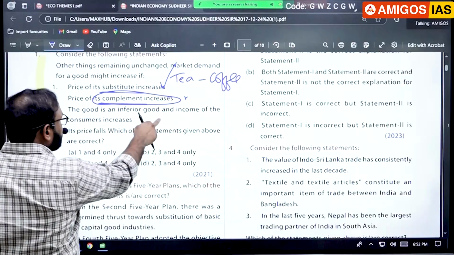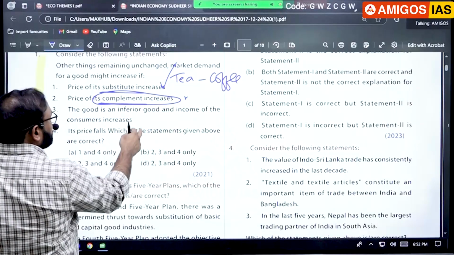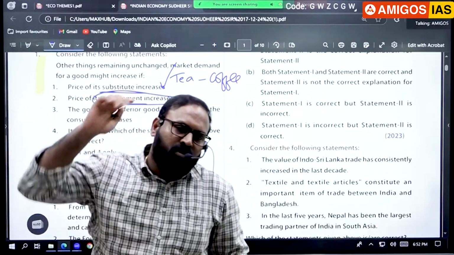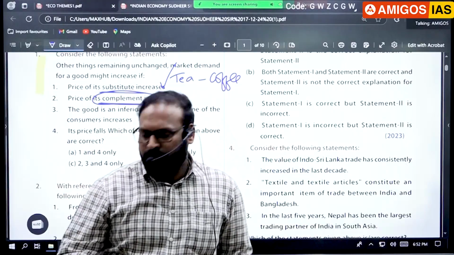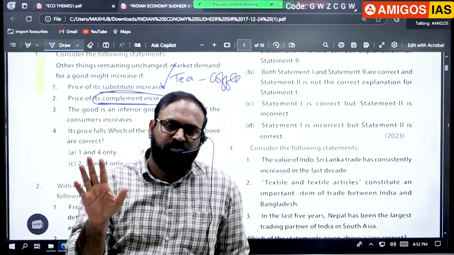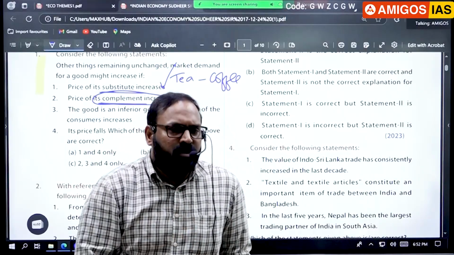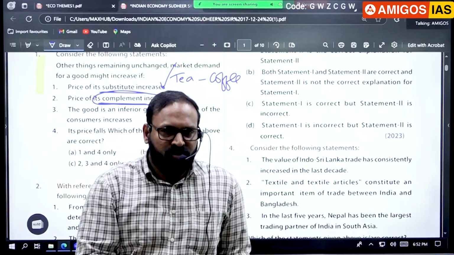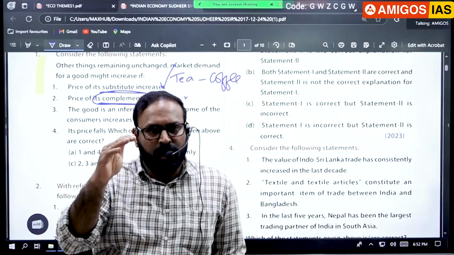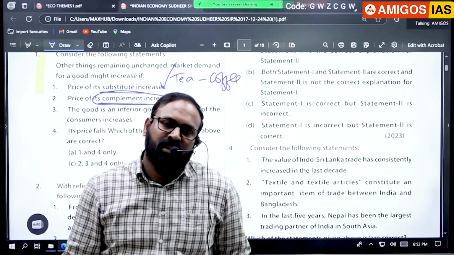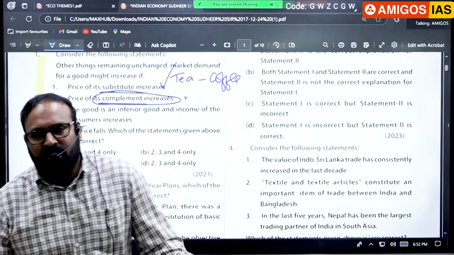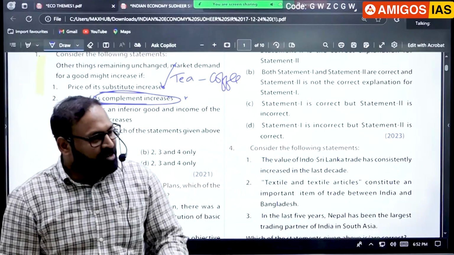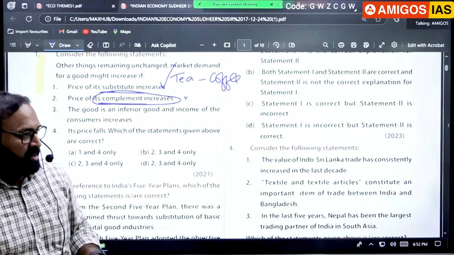The good is an inferior good and income of consumer increases. If you understand what is an inferior good, what is a normal good, you understand the statement. I can give an example. With increasing income levels of consumers, you don't buy more inferior goods, rather you try to buy more normal goods. What is an example of an inferior good? Kerosene. In which part of the world are people using kerosene, my friend?